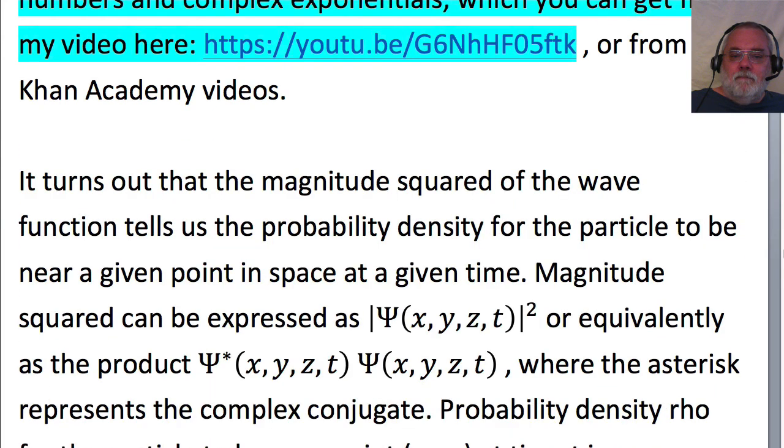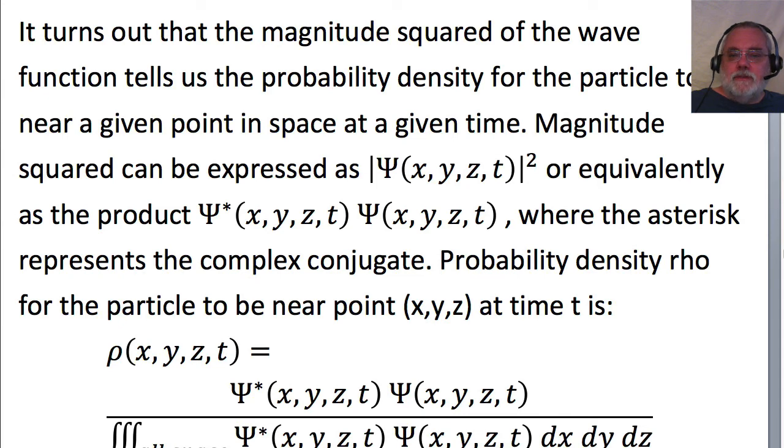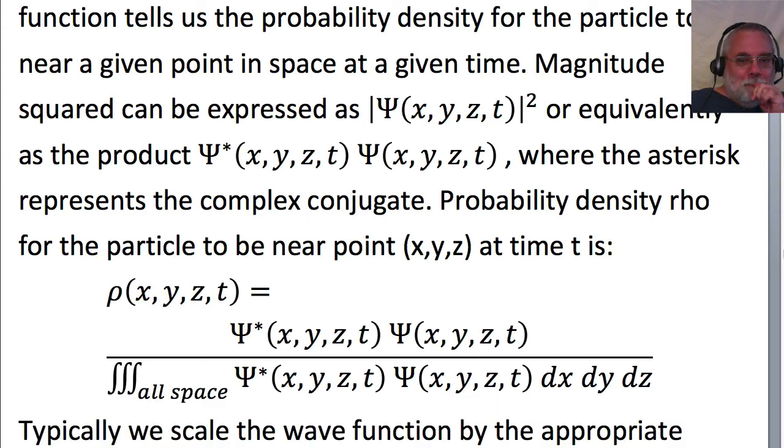It turns out that the magnitude squared of the wave function tells us the probability density for the particle to be near a given point in space at a given time. Magnitude squared can be expressed this way, where the vertical bars mean magnitude and then it gets squared, magnitude of a number which could be a real number or a complex number, or equivalently it can be expressed as the product Psi star Psi, where the asterisk, star, represents the complex conjugate. So the complex conjugate of this complex valued function.